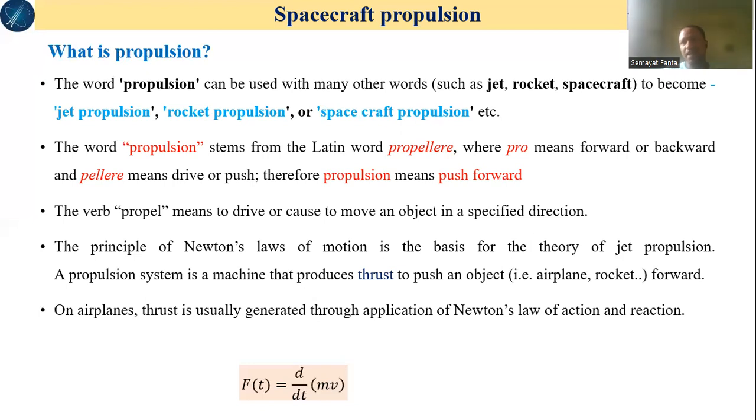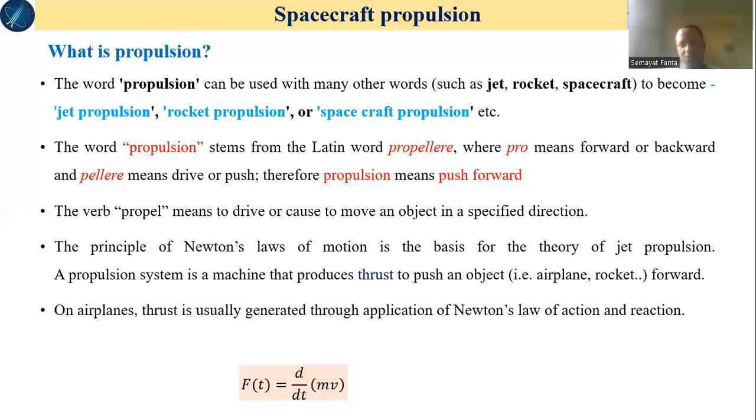In aircraft propulsion, aircraft are operating within the standard atmosphere, so they can get oxygen from the atmosphere itself. In the case of spacecraft propulsion, this oxygen is not there in space. Why it is not there? We will see those things.